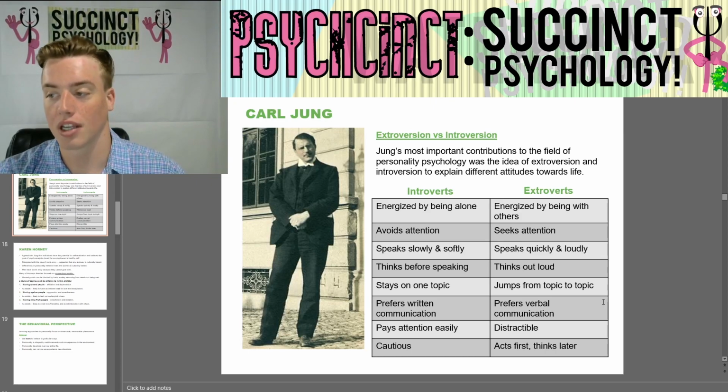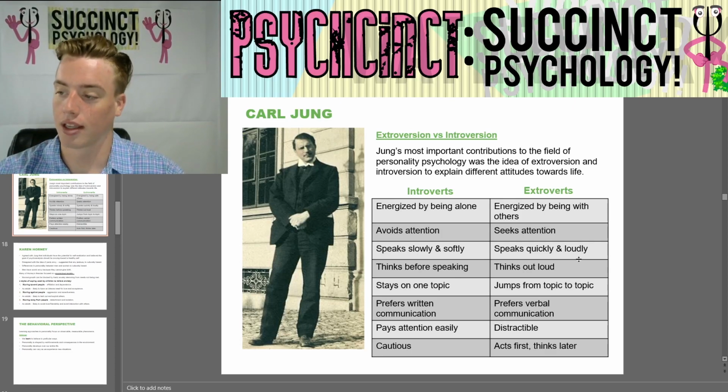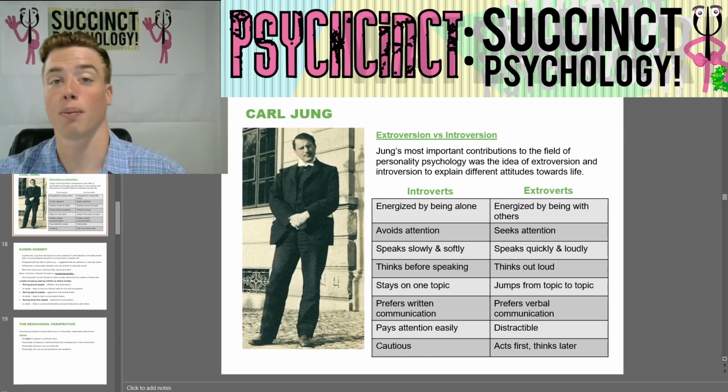Now extroverts, they're energized by being with others, out there, out with others, seek attention, they speak quickly and loudly, think out loud, they jump from topic to topic, prefer verbal communication, they're distractible, and they also act first and think later.